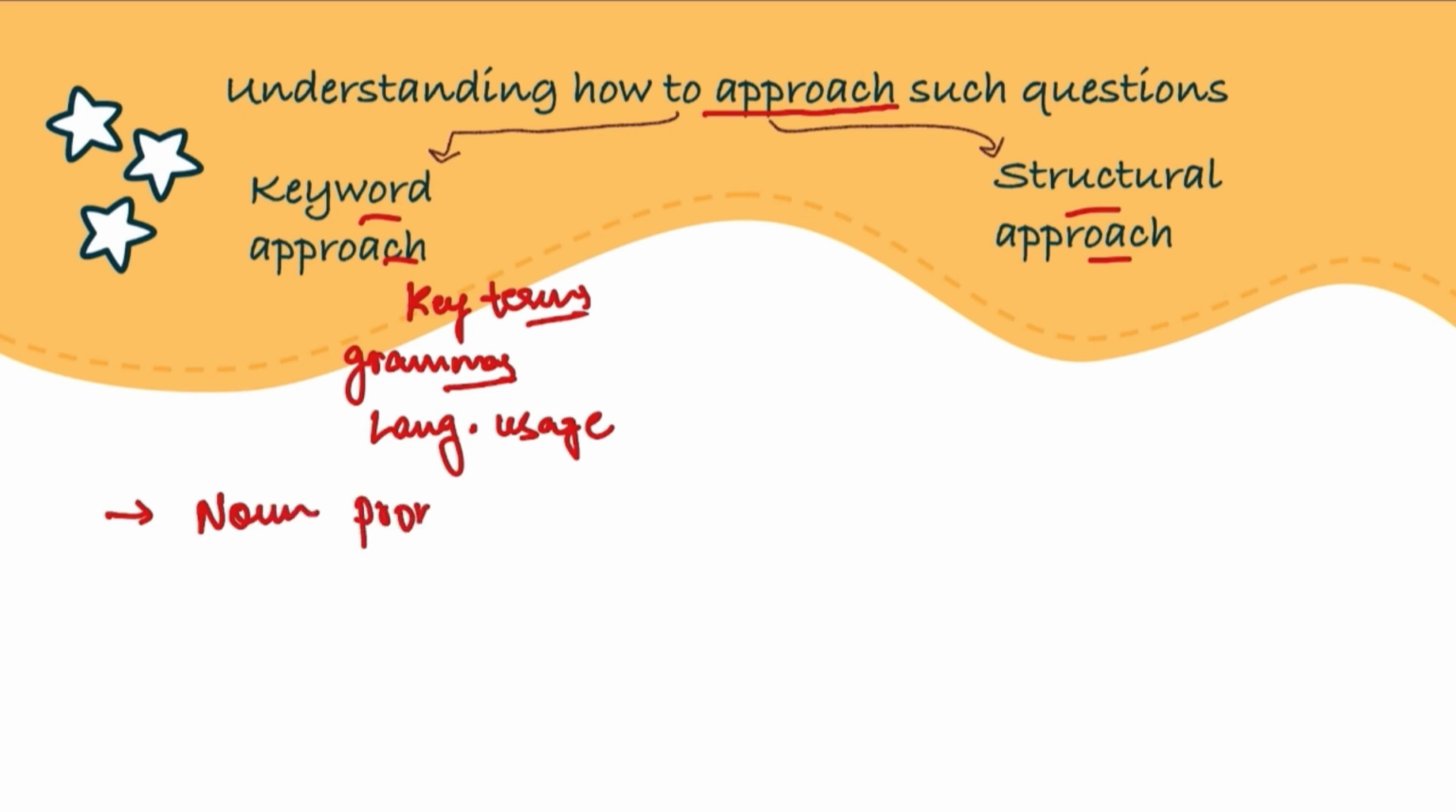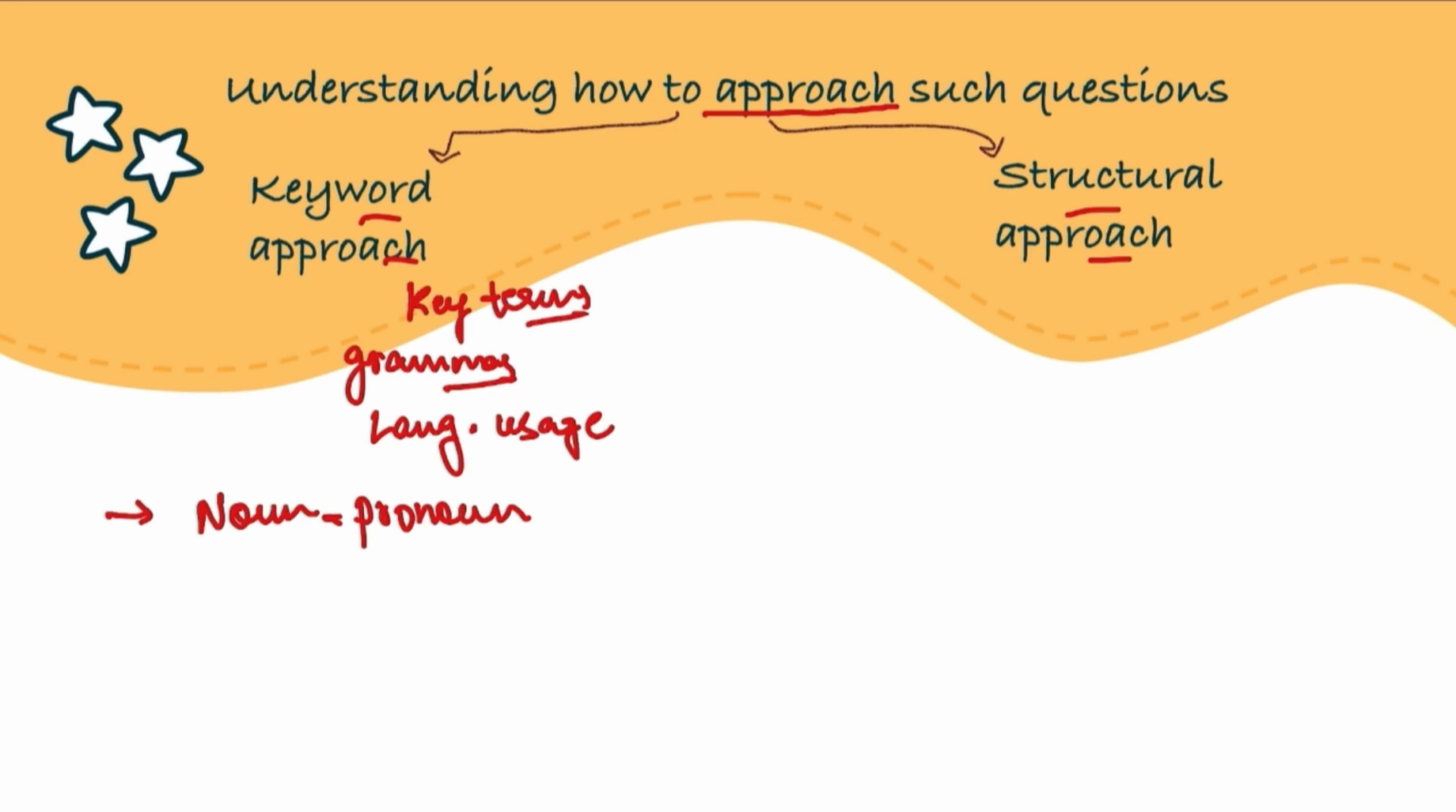As in, whenever we have two sentences in the questions given to us, and one has a noun, one has a pronoun, you should be able to figure out that the noun sentence will come before the pronoun sentence, right? So this is what we mean by noun pronoun sentences.